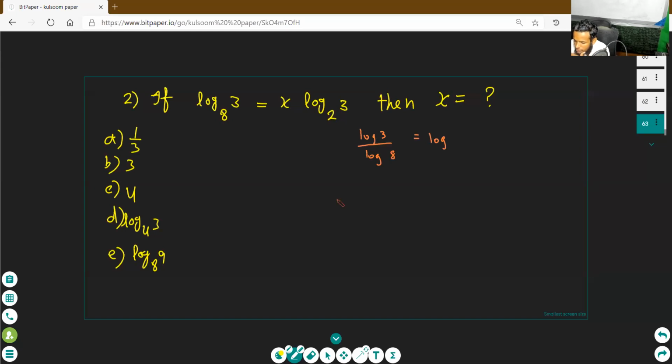First you should write this as x divided by log 3 to base 2 on both sides. You should write it as you want to expand it. This can be written as... okay, solve it, solve it.